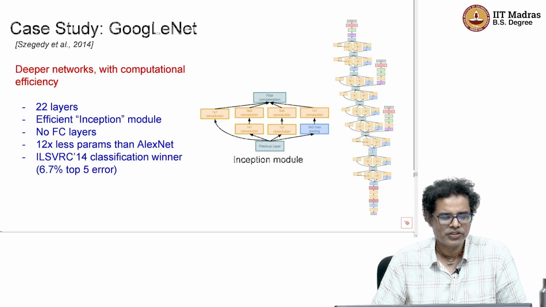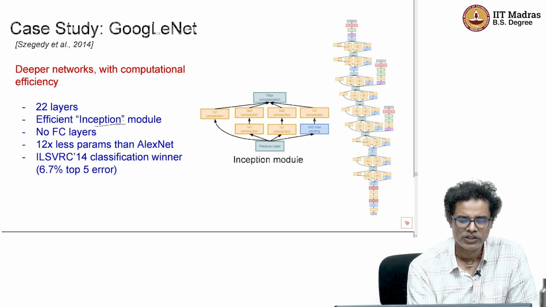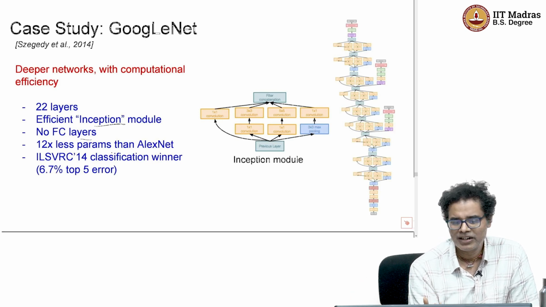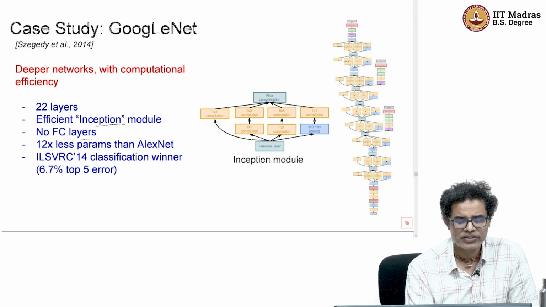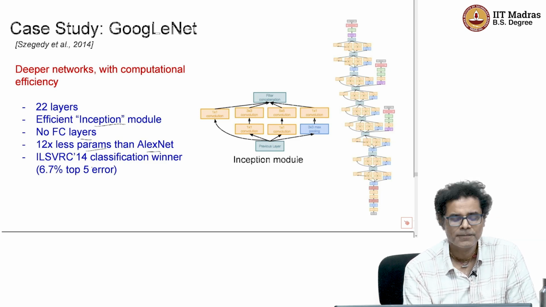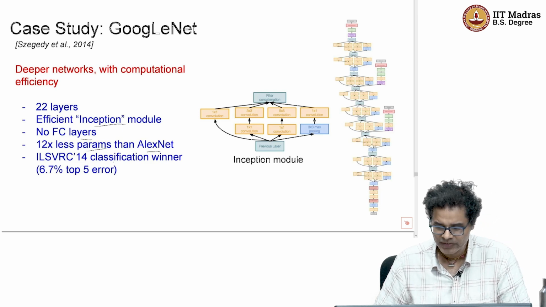It's a 22 layer network whose main backbone is this inception module, and there is no fully connected layer apart from mapping to the correct number of classes. It has 12x fewer parameters than AlexNet and 20x fewer than VGGNet, or even more actually. So it is very, very efficient in that sense, and it also gives very good performance.